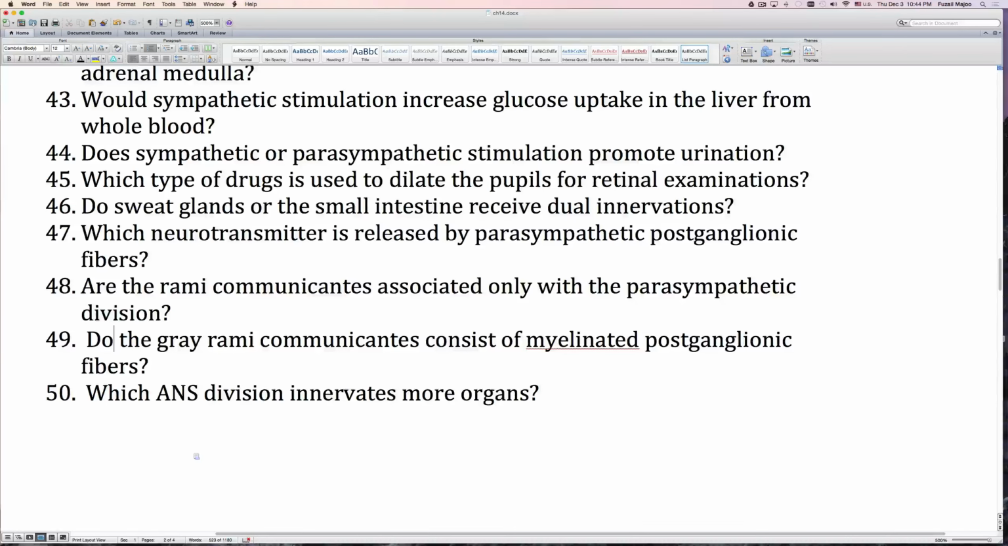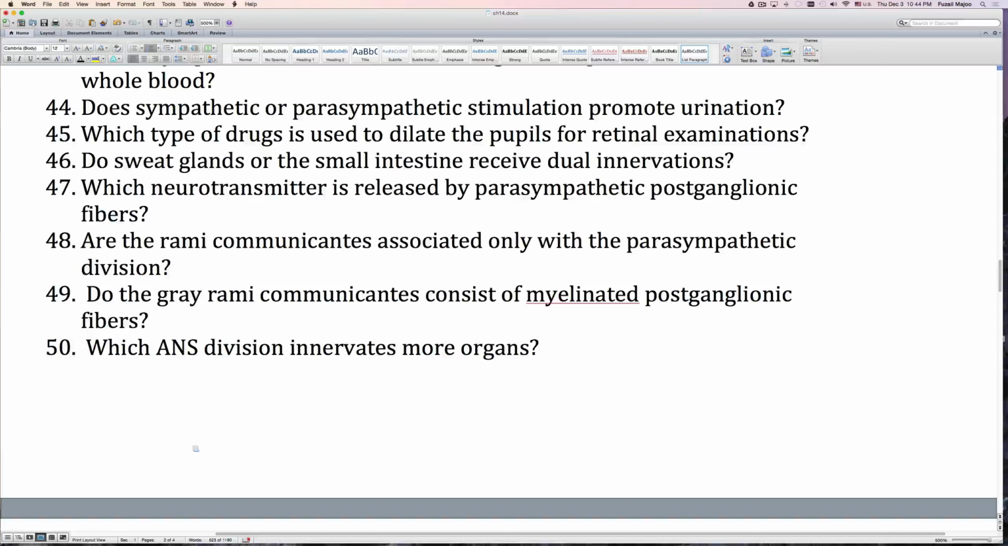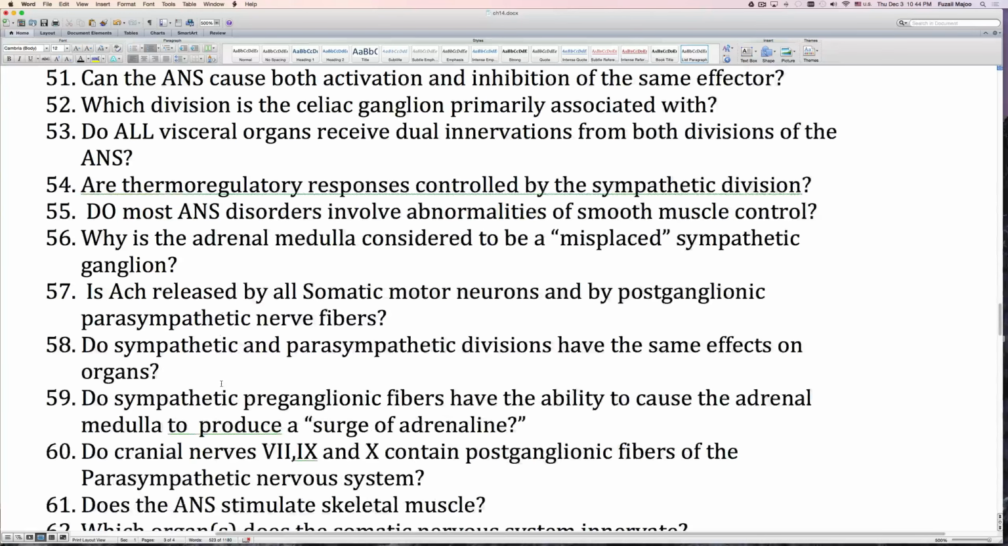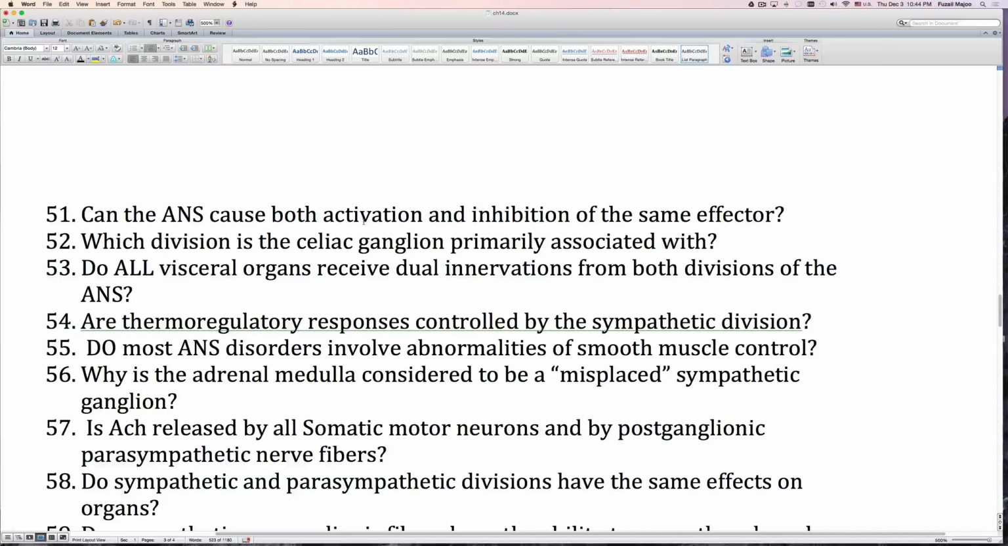Number 50. Which ANS division innervates more organs? Number 51. Can the ANS cause both activation and inhibition of the same effector?